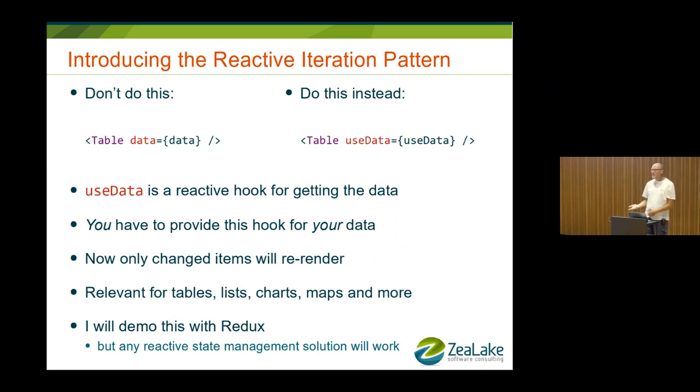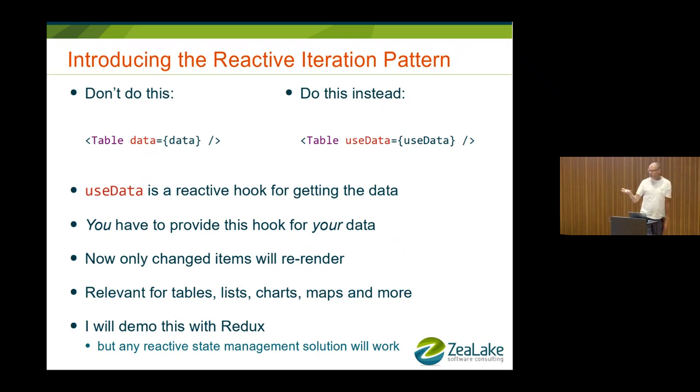And that's what makes it slow, because if you make changes to the data, then the data object will necessarily be a new object, and the table component will have to re-render everything. And that means it will be slow if you have a lot of data. So the thing I want to introduce you to is a different pattern where you pass in not the data, but instead you pass in a hook.